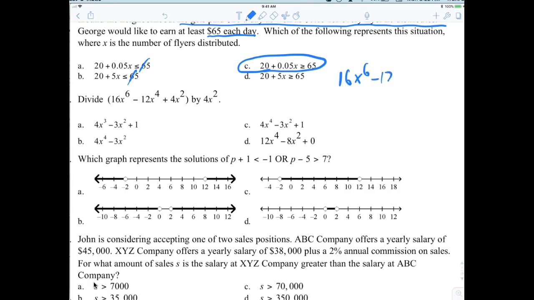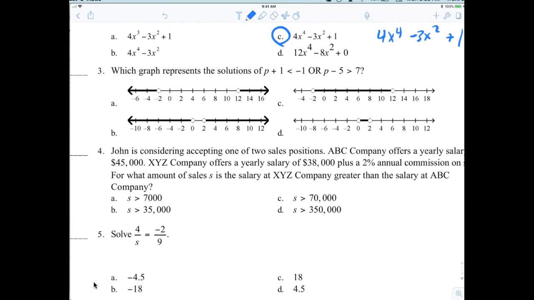16x to the 6th minus 12x to the 4th plus 4x squared. Don't forget, you're literally dividing each one of those by what? By 4x squared. You divide each term by 4x squared. And so you end up with what? 4x to the 4th minus 3x squared plus 1. Anybody have any questions? So again, the answer is what? C.